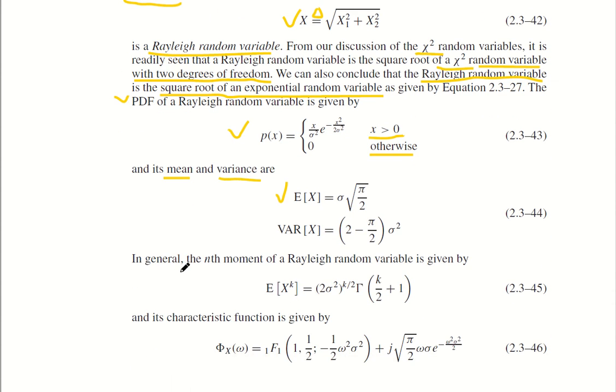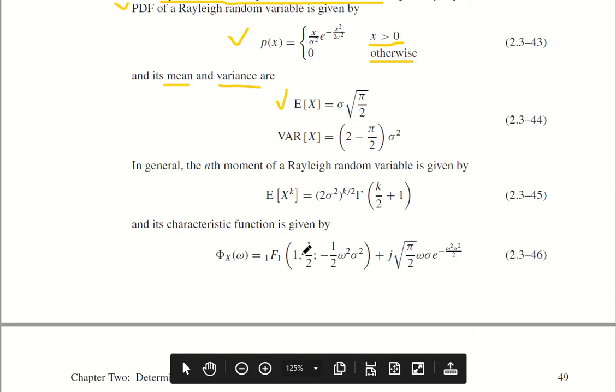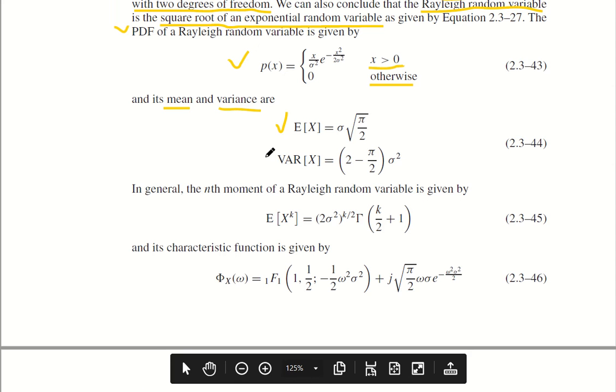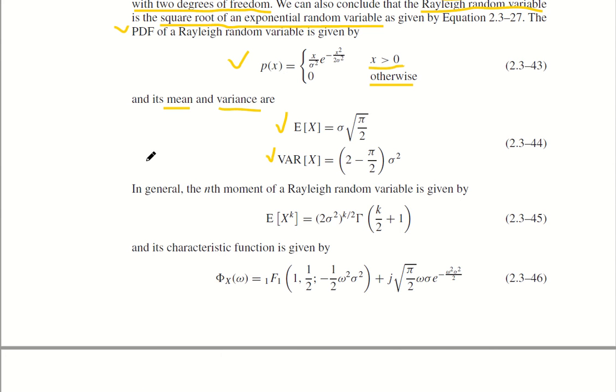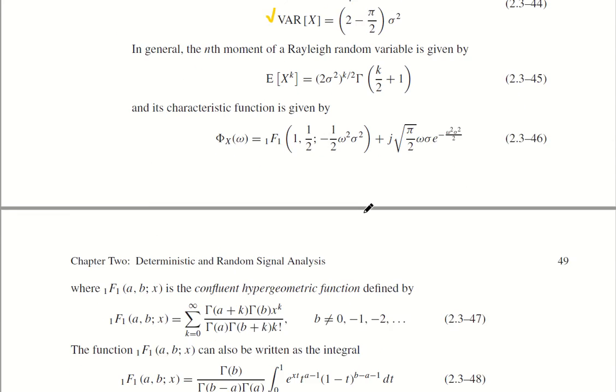Then in general, the nth moment of a random variable is given by that. And then also the characteristic function. But so far, we are interested in the first two characteristics, which are the mean and variance. That's the most critical.